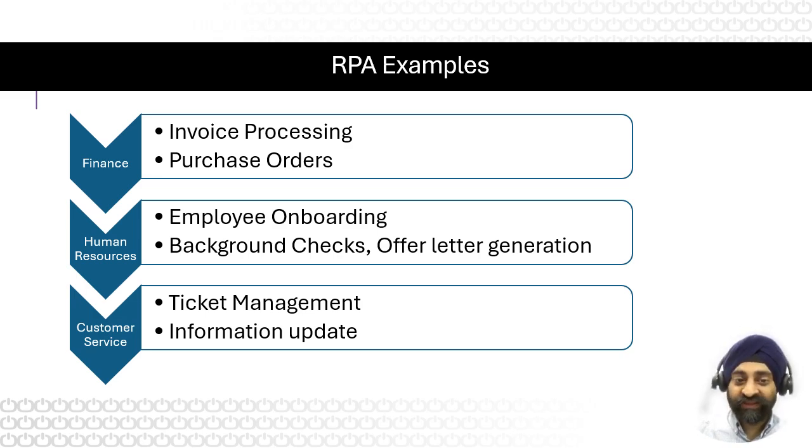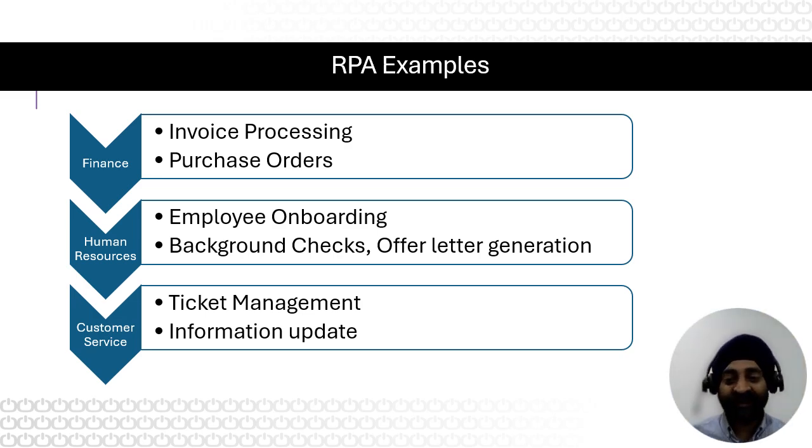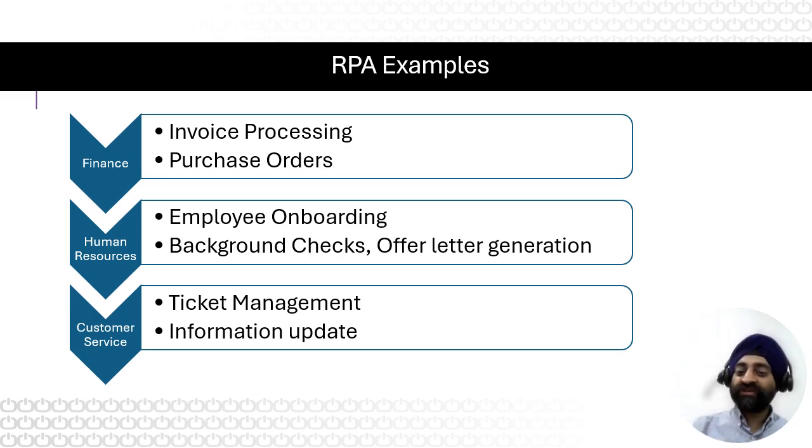So, with human resources as an example, probably you will be able to relate to these tasks. Whenever a new employee is onboarded, there are certain background checks. Offer letter generation will be part of your employee onboarding, and a couple of these tasks can also be automated utilizing RPA. Now, if we talk about customer service, in customer service, the ticket management system.